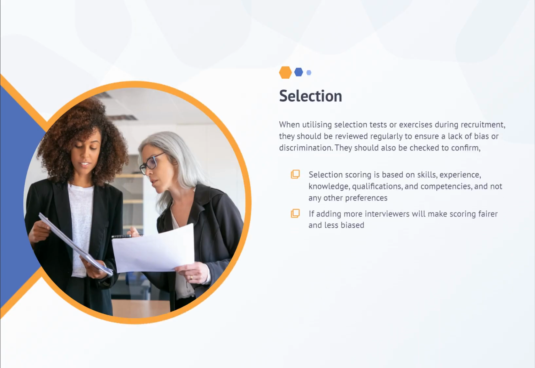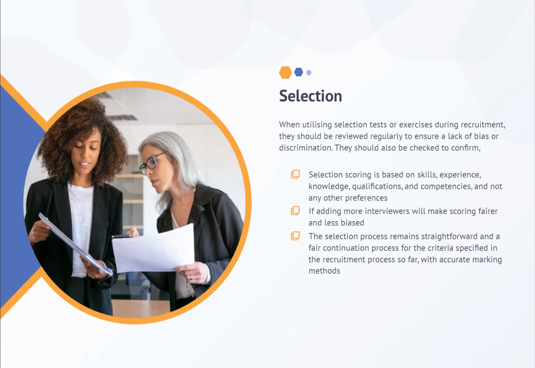Selection. When utilizing selection tests or exercises during recruitment, they should be reviewed regularly to ensure a lack of bias or discrimination. They should also be checked to confirm selection scoring is based on skills, experience, knowledge, qualifications, and competencies, and not any other preferences. Consider if adding more interviews will make scoring fairer and less biased. The selection process remains straightforward and a fair continuation process for the criteria specified in the recruitment process so far, with accurate marking methods.